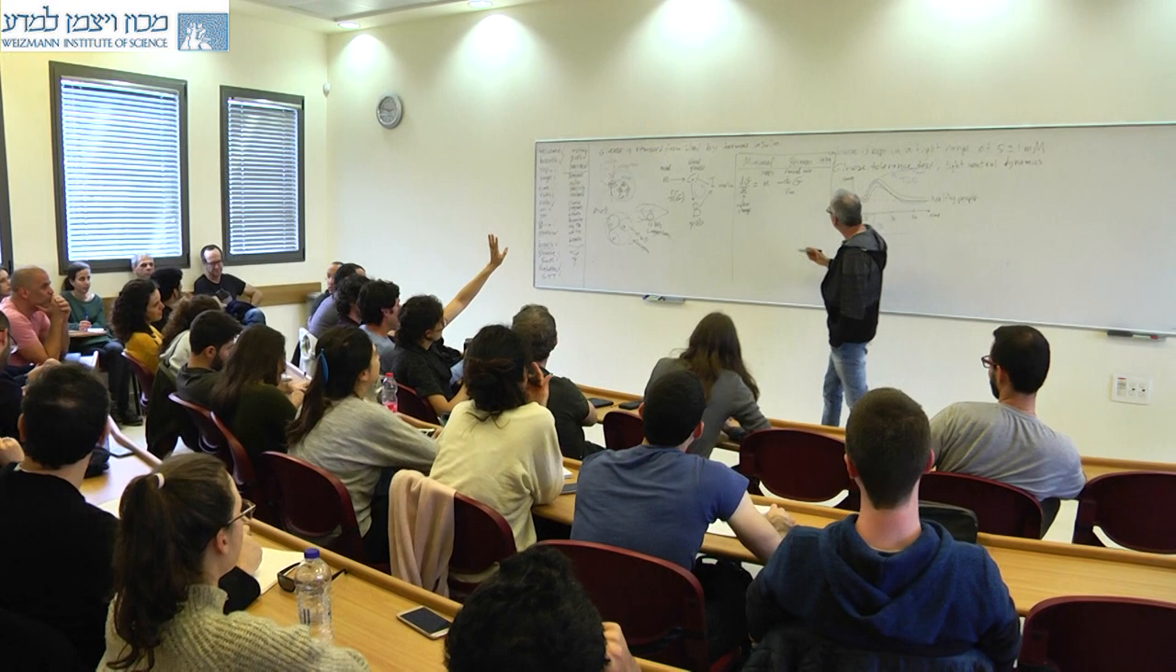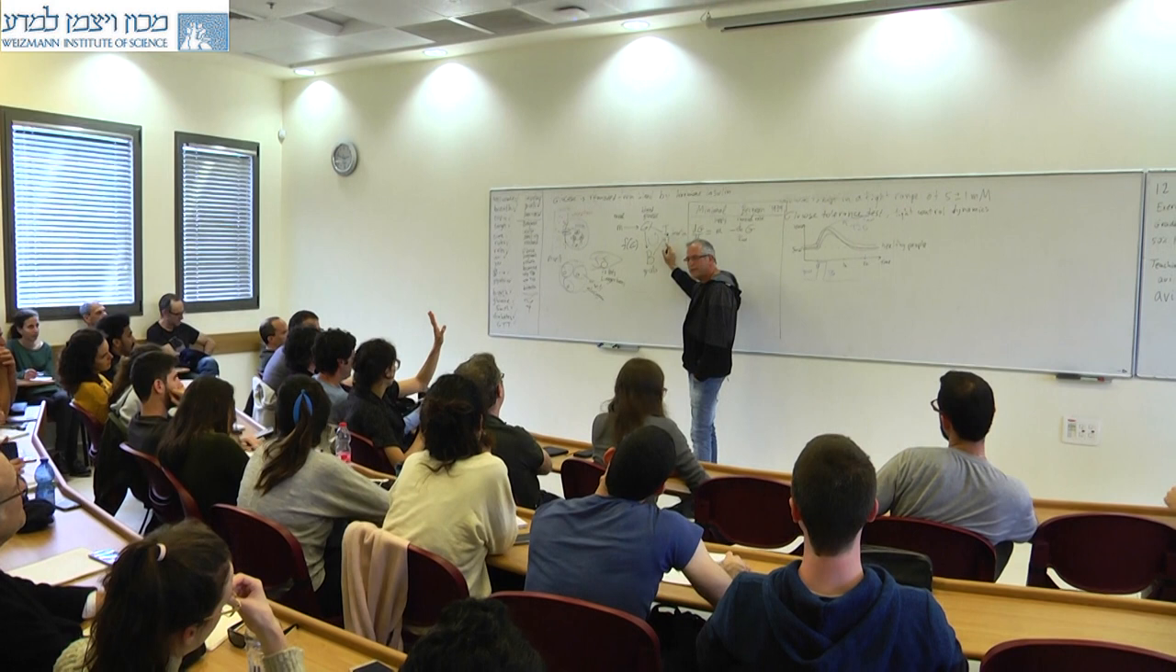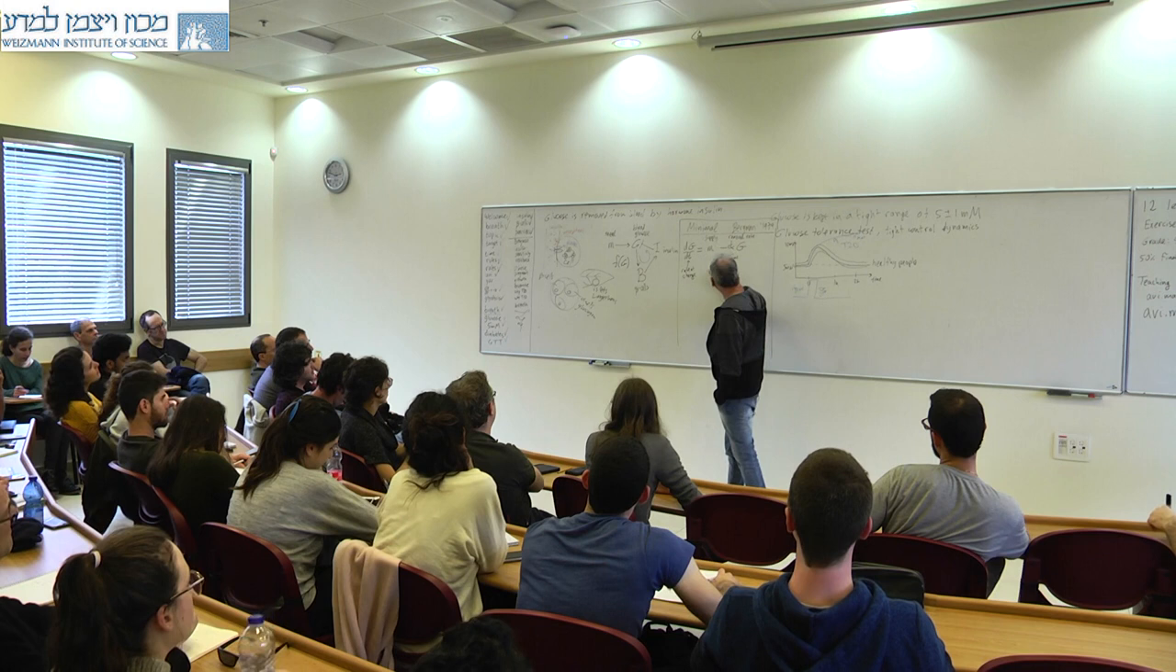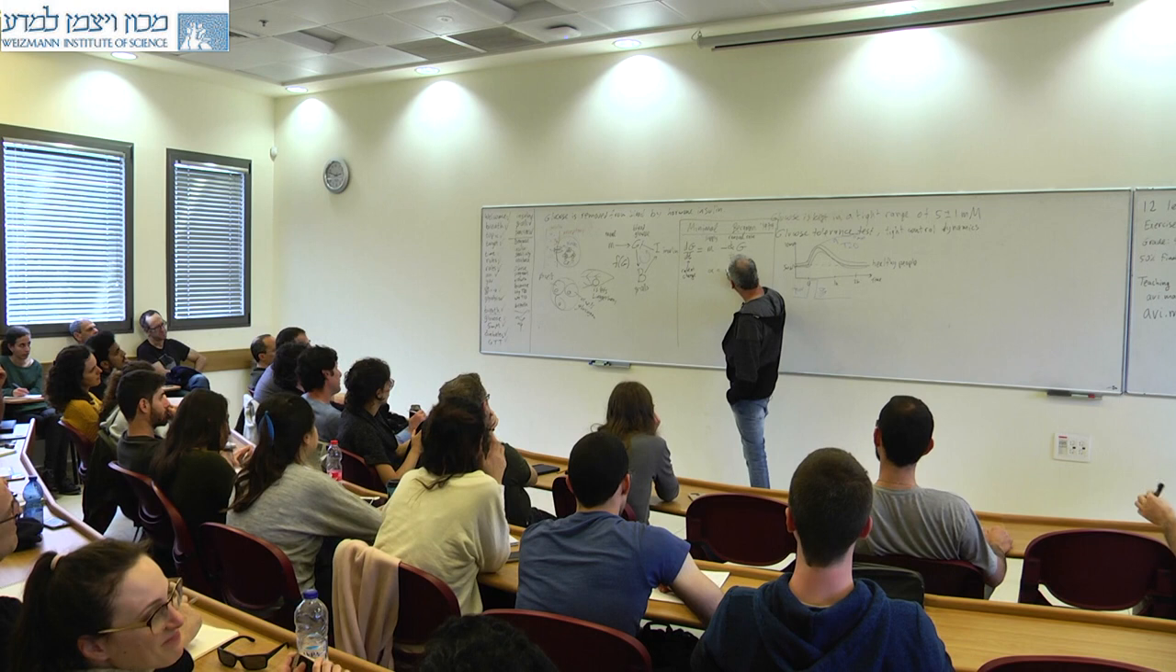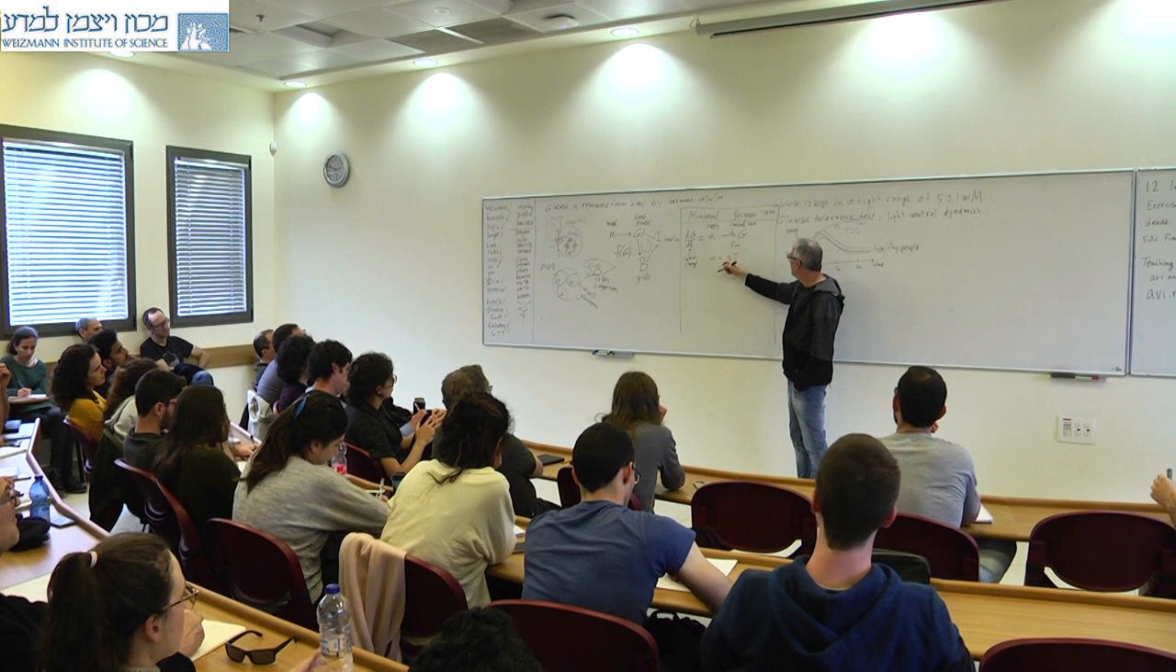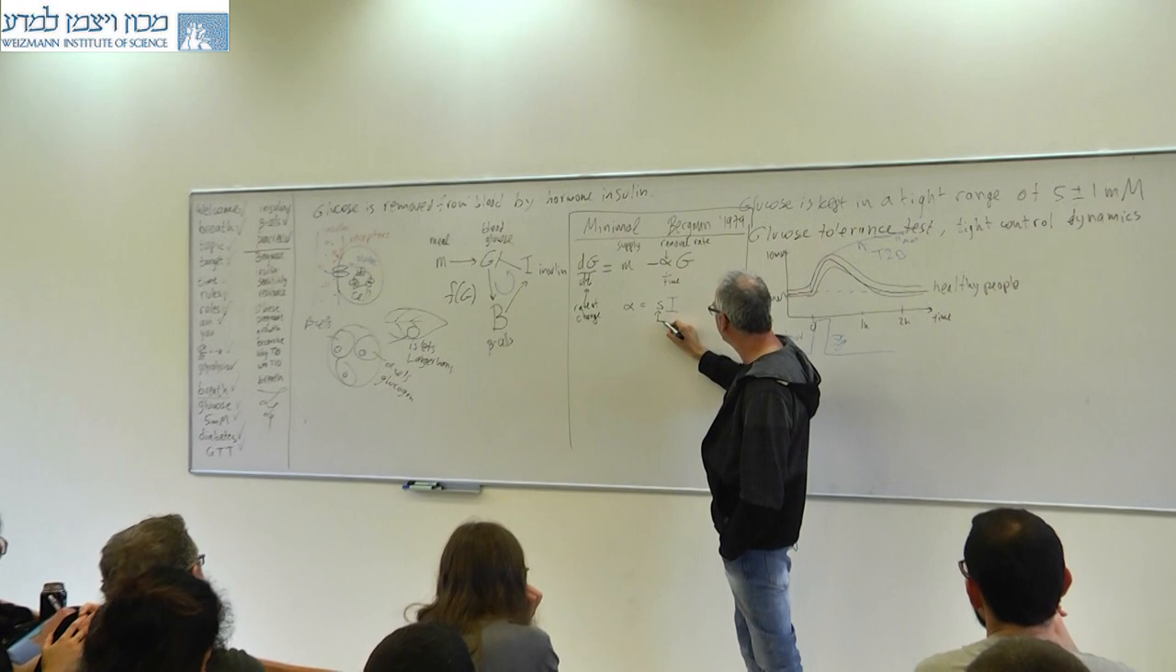What is this removal rate in our system? It's insulin that instructs the cells to take up glucose. So our removal rate, we're going to model it as follows, in very good agreement with experiments: insulin times some constant, which is the rate at which glucose is removed per unit of insulin. And this parameter here is going to be very important. It is called insulin sensitivity.